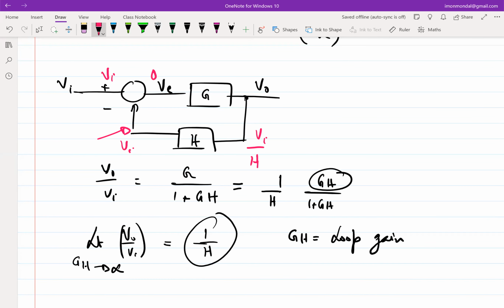Correct? So if the loop works properly, your V naught has to be Vi by H. Now, why did I go backwards and why didn't I go forwards? Essentially, the forward transfer function is, one might as well say, that V naught is VE times G. If I know what is V naught, if I know what is VE, then I know what is V naught, which is mathematically true.